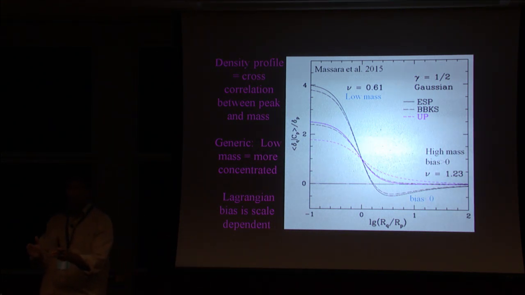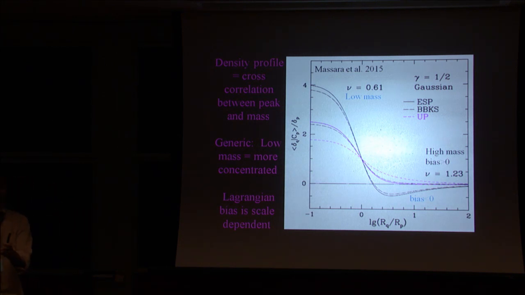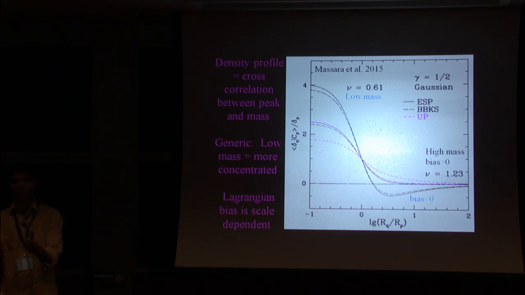I would really like to be sure that I'm isolated, so I will require that I am a peak. If I require that I'm a peak, then I go to BBKS, and the density profile that you predict by adding the constraint that you're a peak is steeper. And it's steeper because you've added the constraint that next to you there was nothing. You were a local maximum.